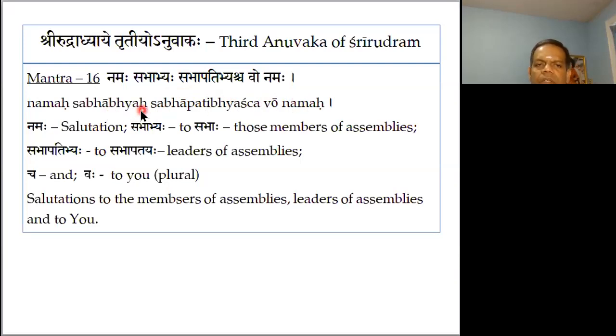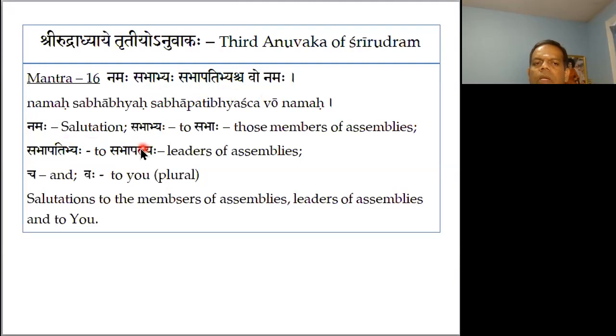We will look at the pronunciation part. Sabha. So this bha is the fourth letter in the pavarga, so it has to be aspirated with force. Sabhabhya. Again, the bha is also the fourth letter, the same letter, so both of them have to be aspirated. Then the next one is sabha, again the same sabha. Patibhyascha. Again, bhya is the fourth letter in the pavarga, so that has to be aspirated. Sabhabhya, sabhapatibhyascha. Okay, we'll look at the meaning.